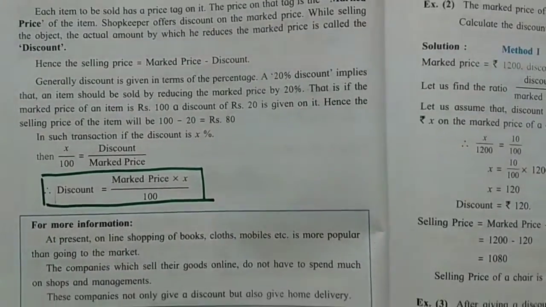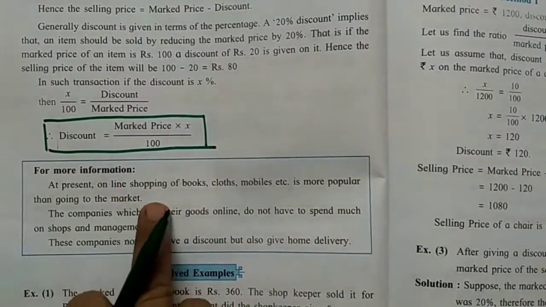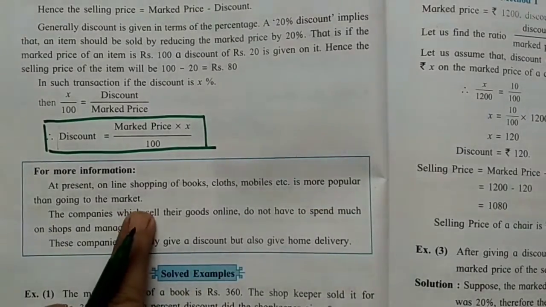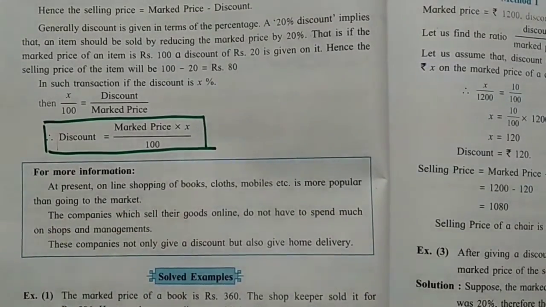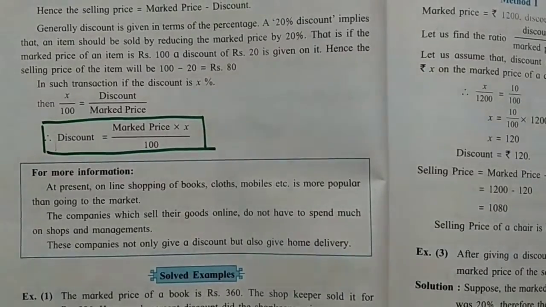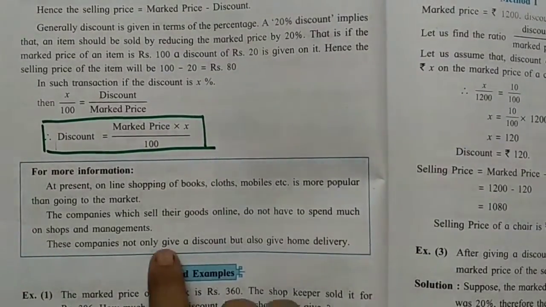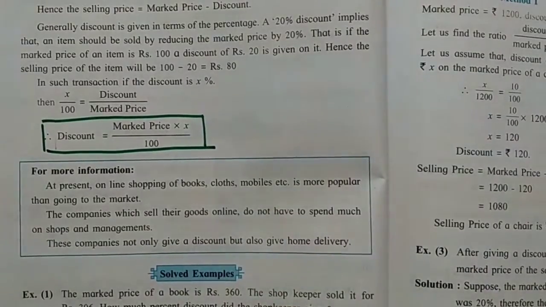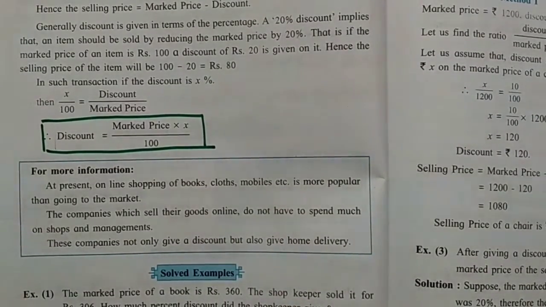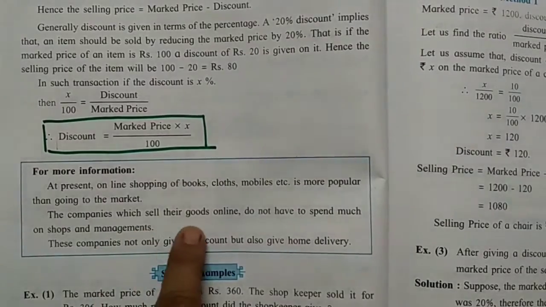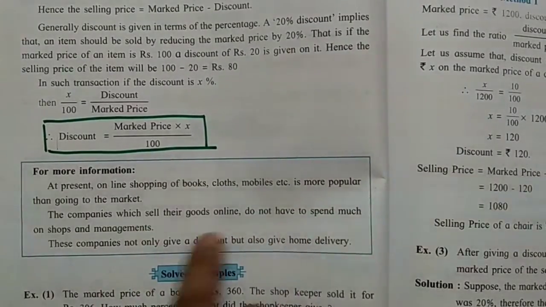For more information, at present, online shopping of books, clothes, mobiles, etc. is more popular than going to the market. As I told you, there is a big sale going on online at present on various sites. It is more popular because people don't have to go out, they don't have to travel a lot, the thing comes directly to their house. The companies which sell their goods online do not have to spend much on shops.